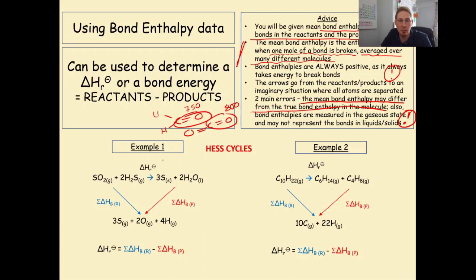But here we can see the situation where we're taking SO2 and hydrogen sulfide, we're breaking it apart into sulfur, oxygen and hydrogen atoms, that's why it's 2O gas, not O2 gas, atoms. And then we're putting it back together, so we're going in the opposite direction to the bond enthalpy of the product. So again, it's reactants minus products, and same for example 2.